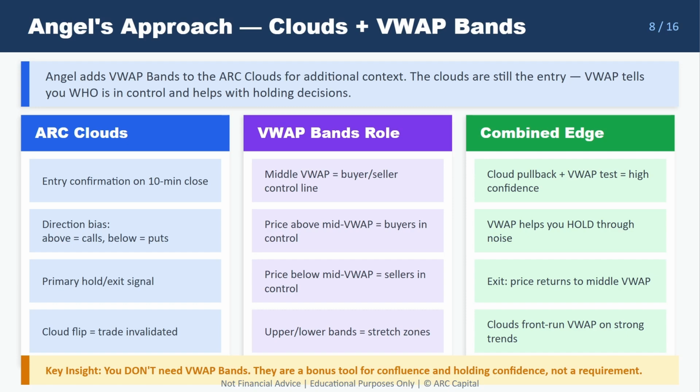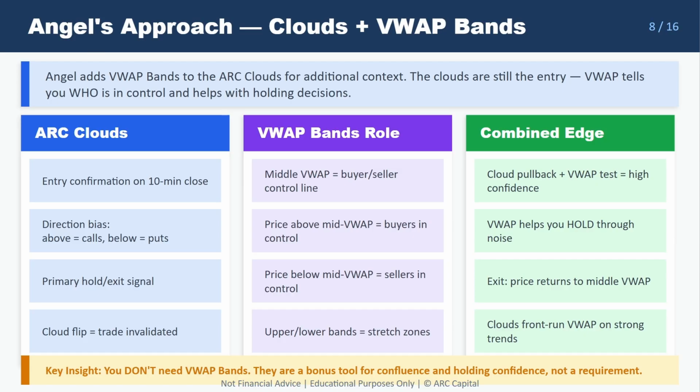So same kind of situation with the cloud. If price is above the middle VWAP, buyers are in control. If price is below the VWAP, sellers are in control. And then the upper band and the lower band are the stretch zones, right?